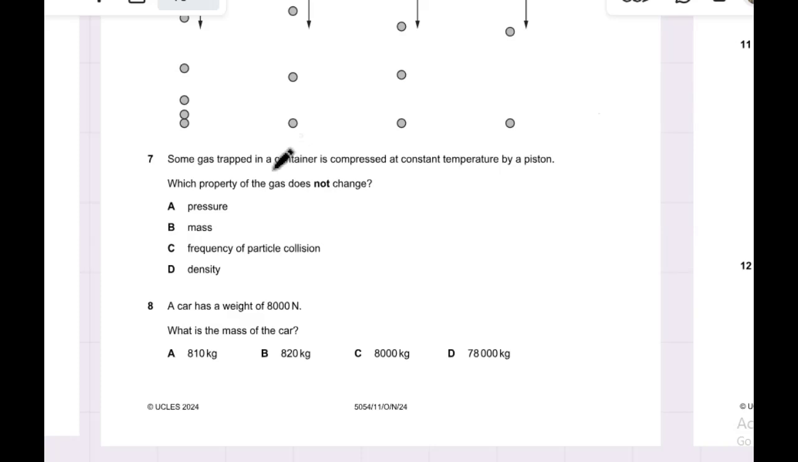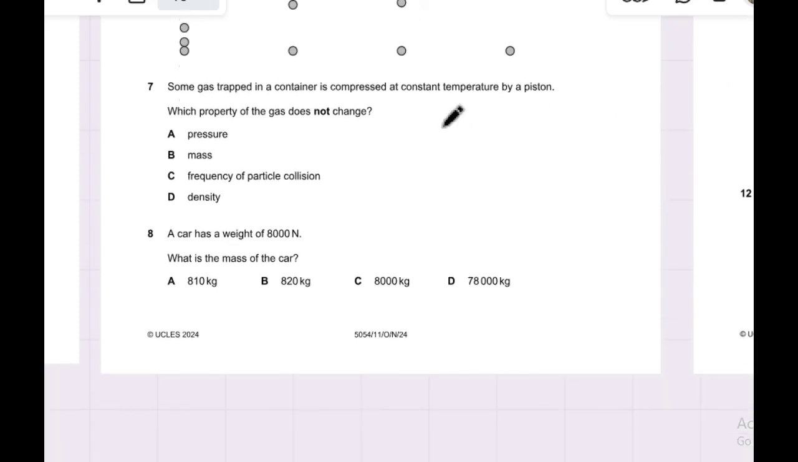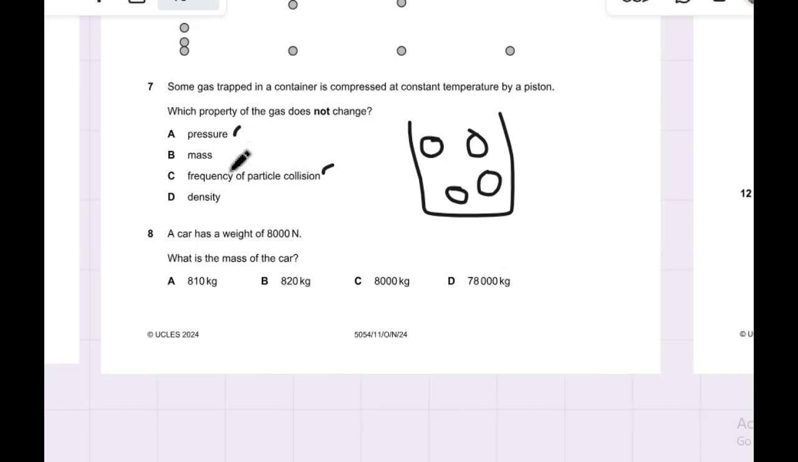Question 7. Some gas trapped in a container is compressed at constant temperature by a piston. Which property of the gas does not change? Now, when a gas is compressed, the particles become closer together. So the density of the particles will increase, and the particles will keep on colliding with each other and the wall more frequently. Therefore, the frequency of particle collision will also increase. And the pressure will also increase because the particles collide with the wall of the container more.